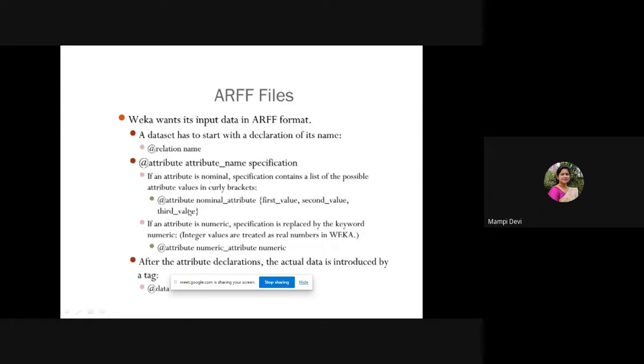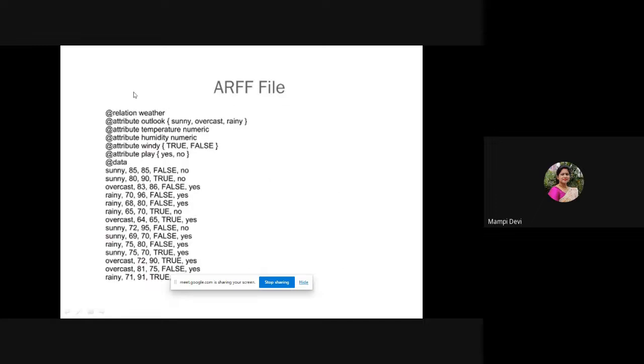Mainly, Weka works with ARFF files. ARFF means Attribute-Relation File Format. But you can also use another file format, which I will discuss. Weka wants to input data in ARFF format. This ARFF format has two parts. This is an example of the ARFF format. In this ARFF format, there are two parts: one is the header section and one is the data section.